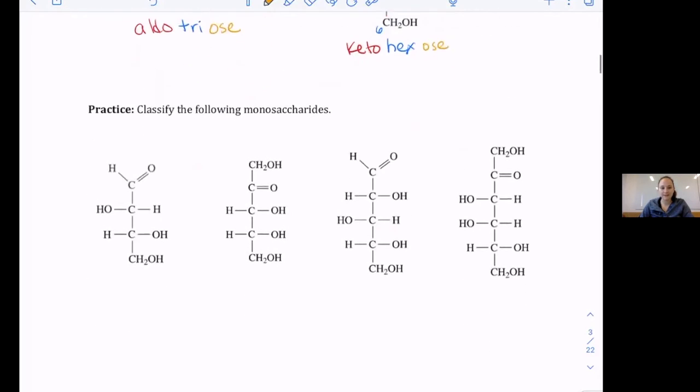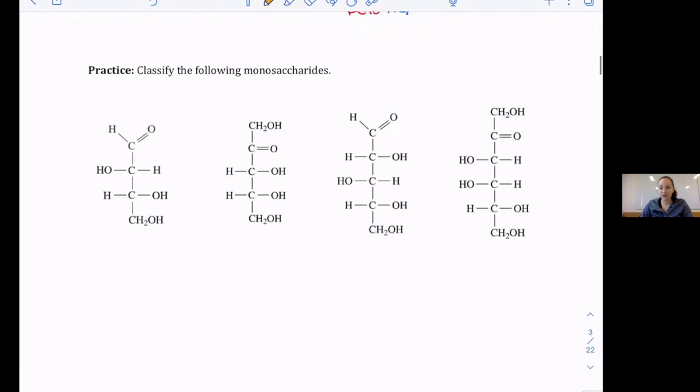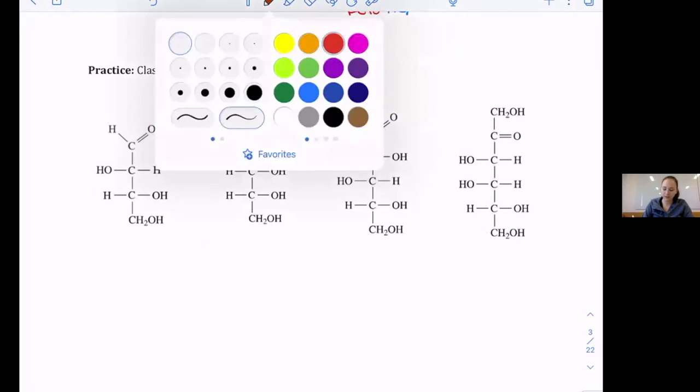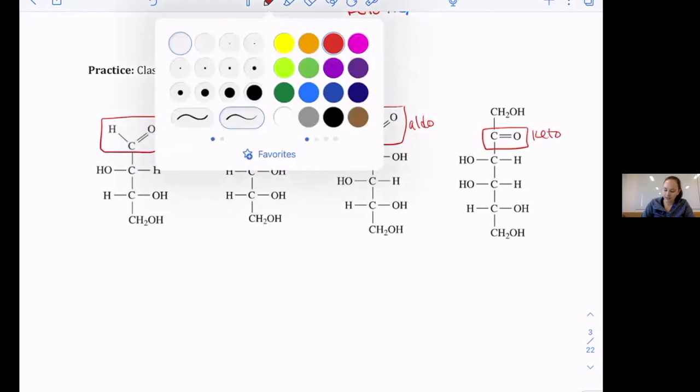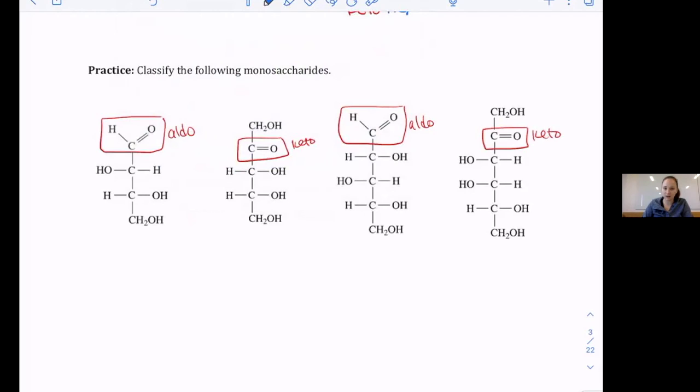There are a couple of practice problems here for you to do on your own. So please take a moment and try these out. I'm going to go through them really quickly right now. I'm going to put a box around each of my functional groups so I recognize which ones they are. Here we have an aldo, keto, aldo, keto. Then let's number our carbon chains. We always start at the top: 1, 2, 3, 4. So let's name them now.